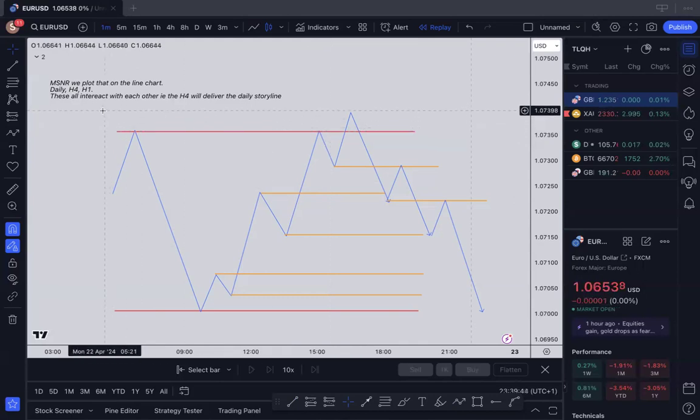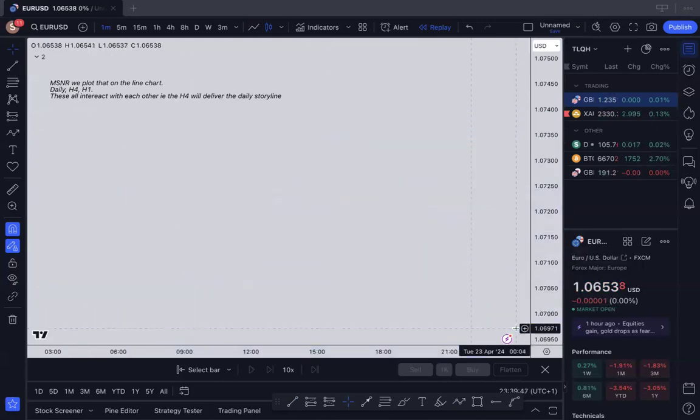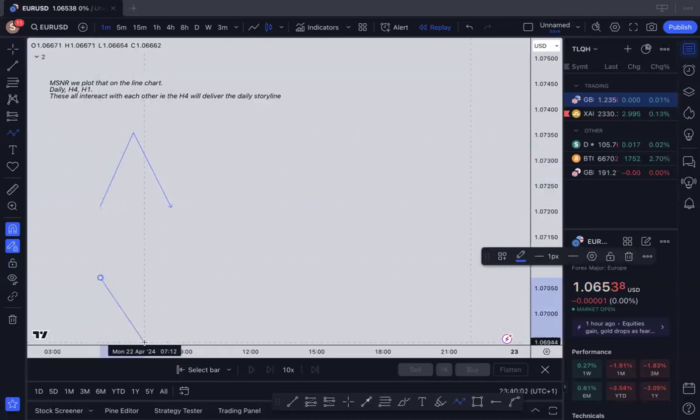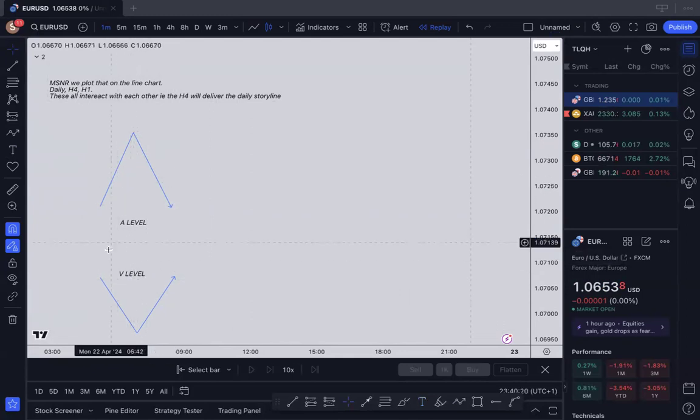Okay, so now let's have a look at types of levels. So we've got 3 types of levels. The first 2 are levels that we are plotting on the line chart. The first one is a standard high or a standard low, and these are what I call an A level or a V. A level and V level.